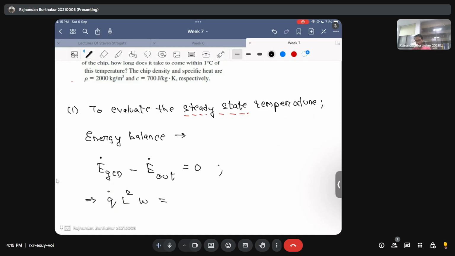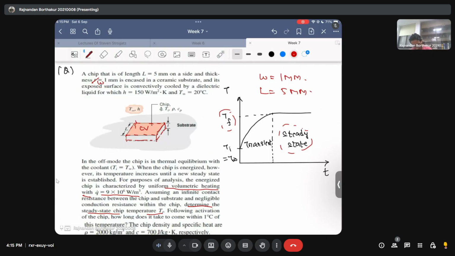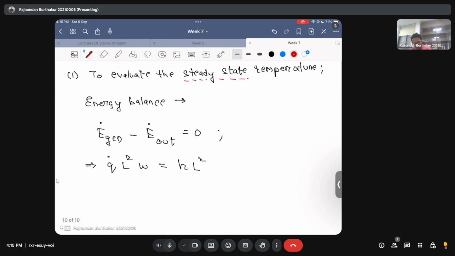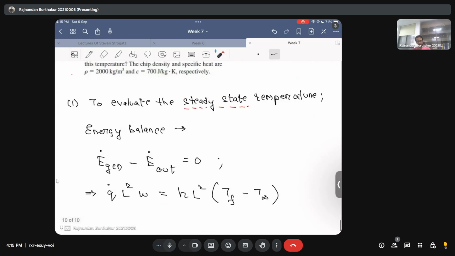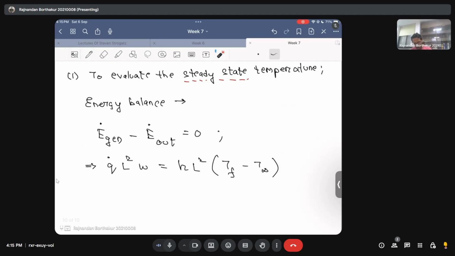And this will be equal to E dot out, but E dot out we already know. It is H times the surface area responsible for heat transfer, which is L square, because the chip is only dissipating heat through this surface, because the other surfaces are encased inside the ceramic. That's the reason your AS is L square, and then this becomes the final temperature minus T infinity. This becomes TF because we are trying to calculate only the steady state temperature, which is the temperature the chip attains after the initial transients. I hope this is clear. So we just need to calculate this TF.